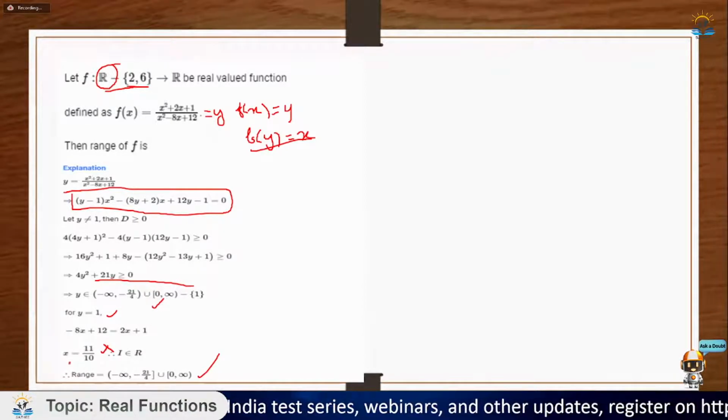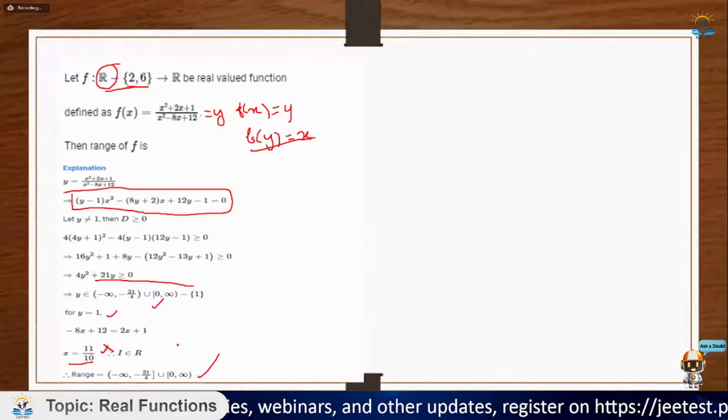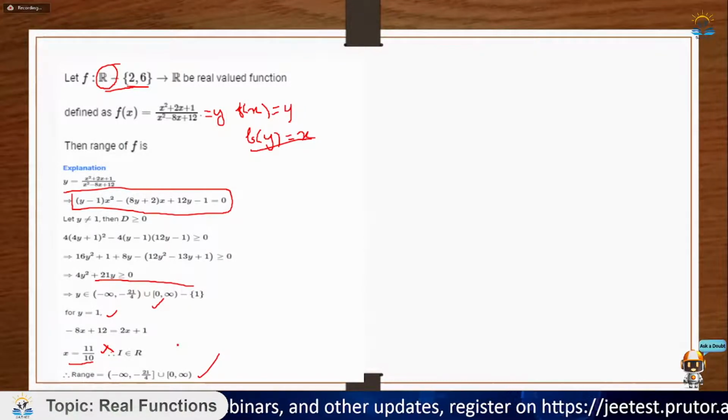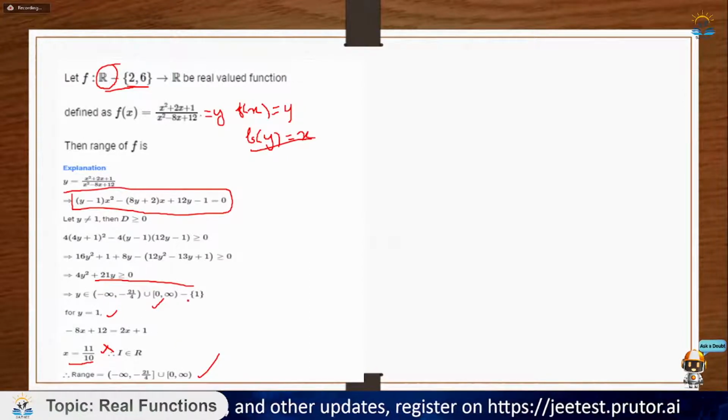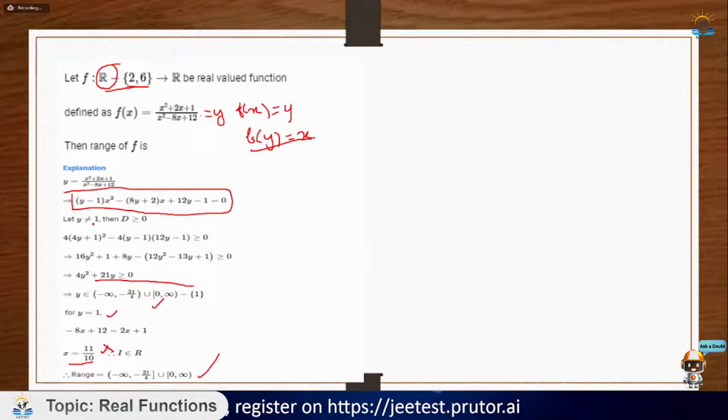And what I'm getting is the value of x is 11/10, which is allowed in my domain. So y equal to 1 is also allowed. That's why my range will also include 1. So y not equal to 1 I did earlier because I was checking for quadratic equation. Then I checked for y equal to 1. For y equal to 1 I got x equal to 11/10, which is allowed in my domain.